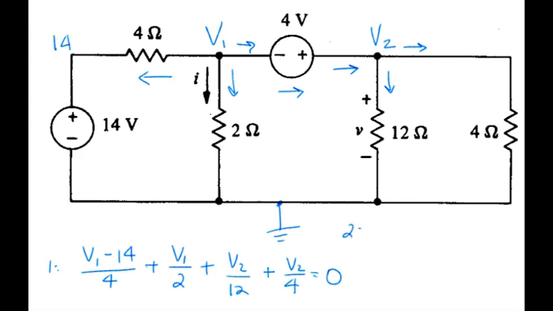At node 2, we do not need to write a KCL equation, but rather observe that the potential at V2 is basically V1 plus the voltage rise associated with that 4-volt source. These two equations can be solved to yield V1 equals 2 volts and V2 equals 6 volts.